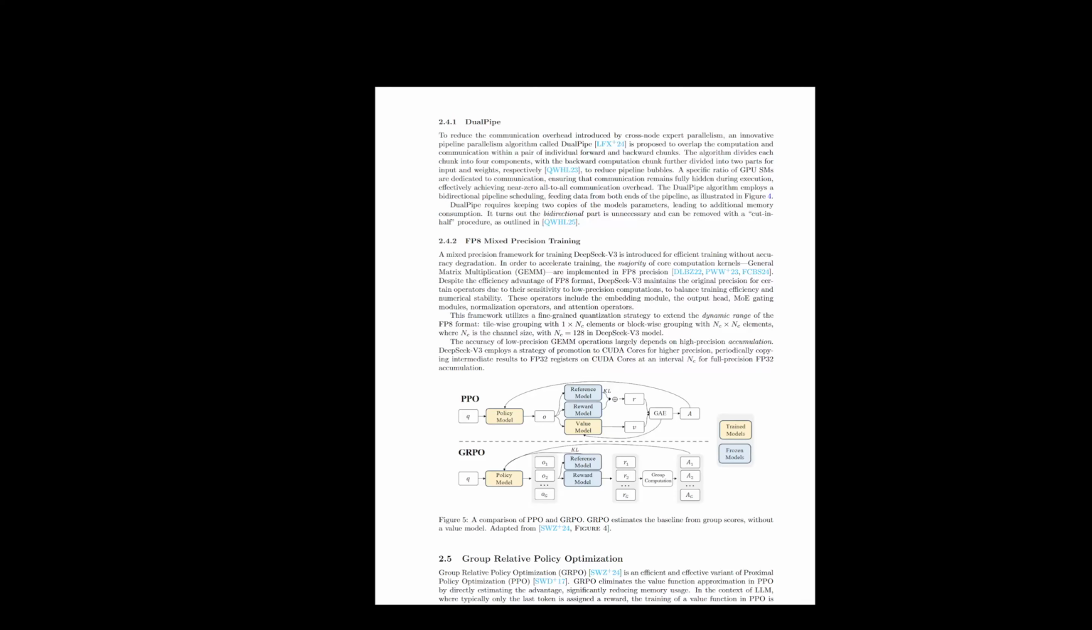DualPipe requires keeping 2 copies of the model's parameters, leading to additional memory consumption. It turns out the bidirectional part is unnecessary and can be removed with a cut-in-half procedure, as outlined in the reference.